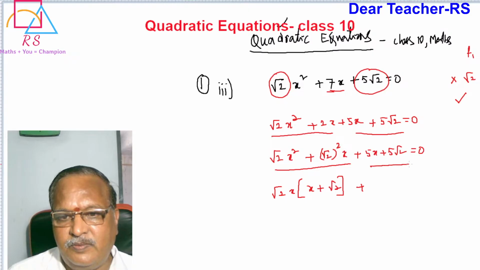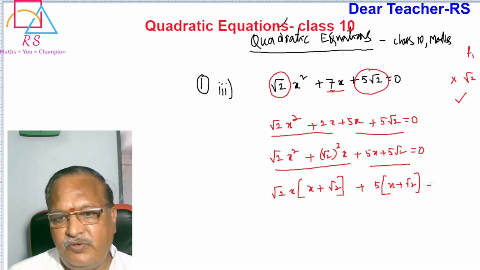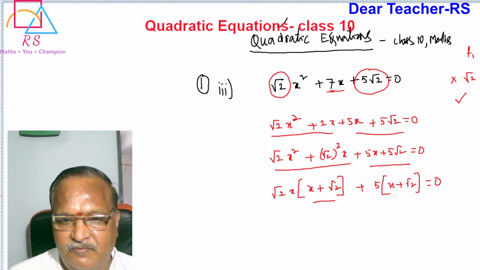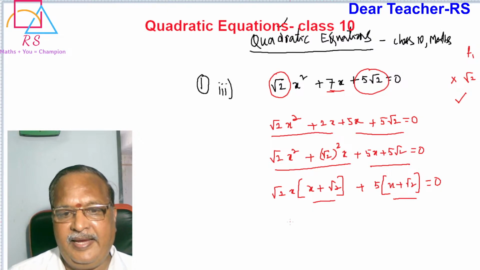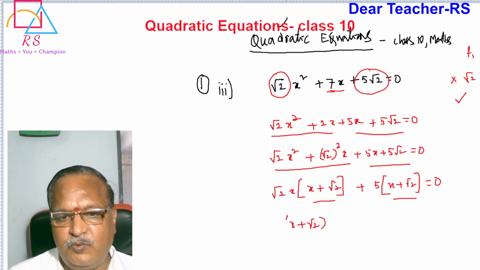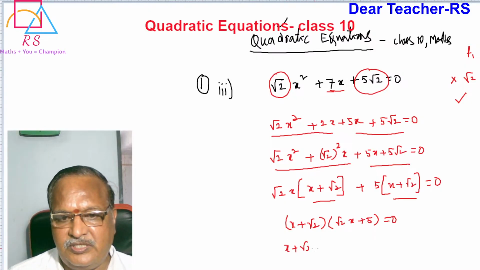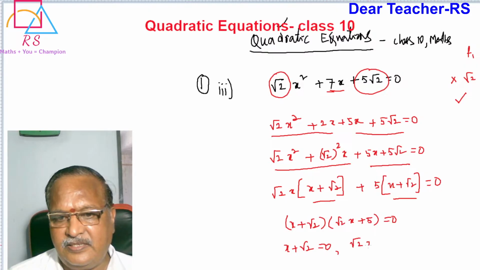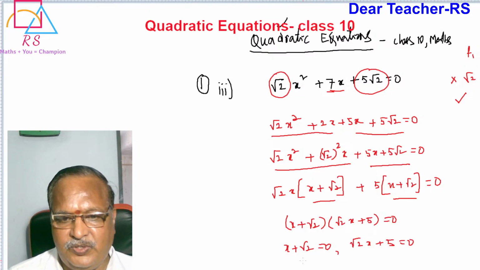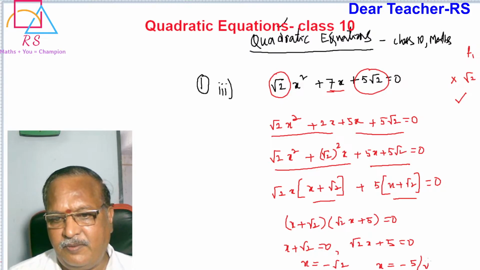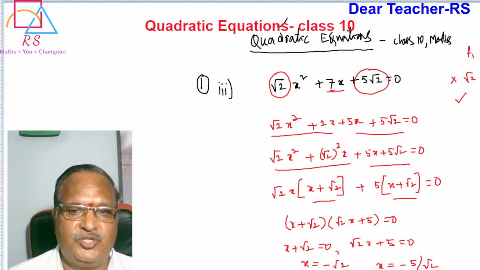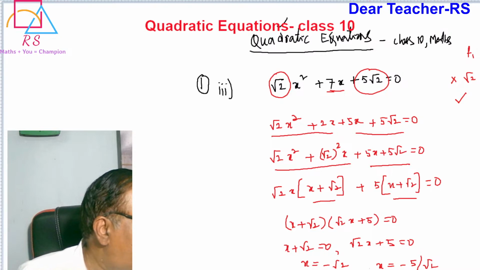In the last 2 terms, you can take 5 common. So then it is x plus root 2. If you do like this, this common with this will be same. Again you can take this as a common factor in both the terms. So it is root 2x plus 5 is equal to 0. So now x plus root 2 is equal to 0 and root 2x plus 5 is equal to 0. So x is equal to minus root 2 and x is equal to minus 5 by root 2. These are the solutions. Okay?